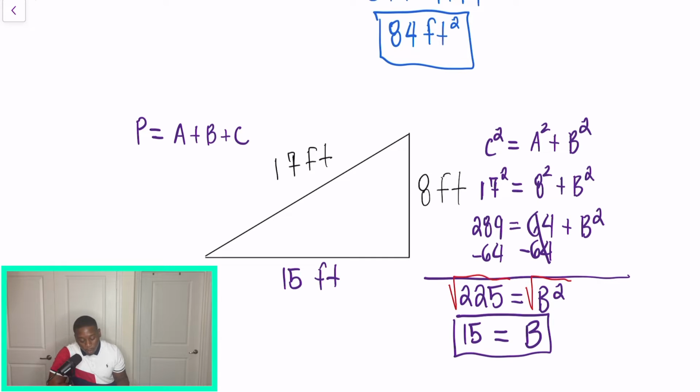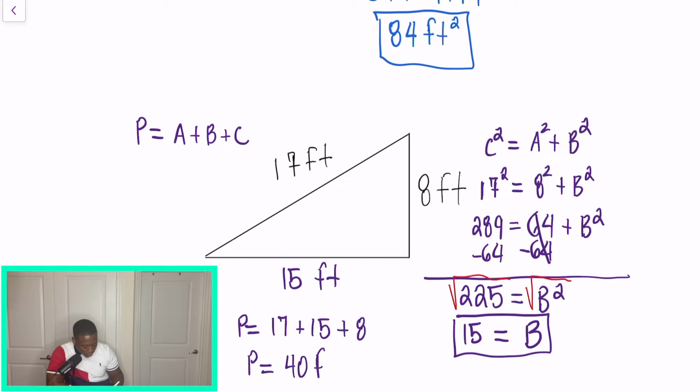So now when we're talking about the perimeter, we say that P is equal to 17 plus 15 plus 8. And if I'm not mistaken, that should be 40 feet. All right. So we know the perimeter of this triangle is going to be 40 feet. So now what about the area? Because the formula for area of a triangle is different. So we know that area is equal to 1/2 base times height of a triangle.